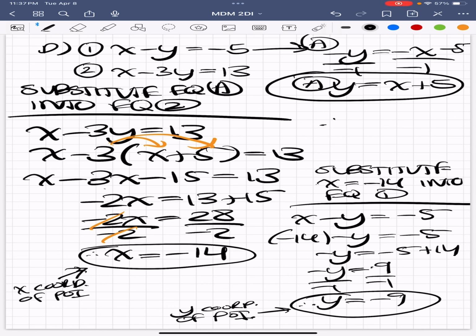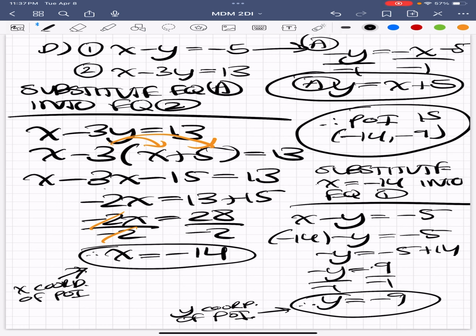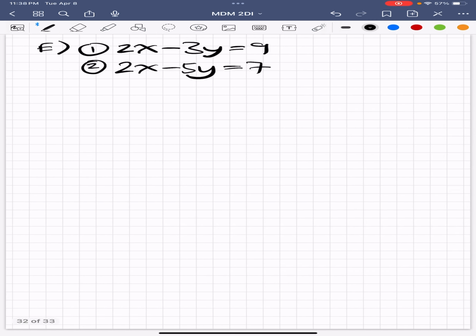Alright, and then we have our therefore statement. And that is everything. So our point of intersection is (-14, -9). And then we're moving on to our last question.